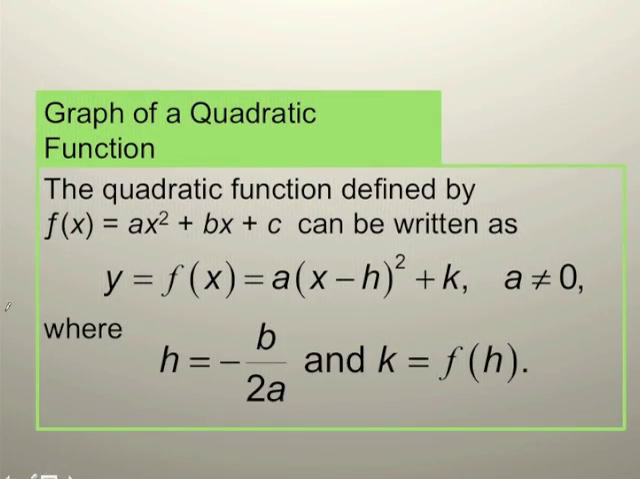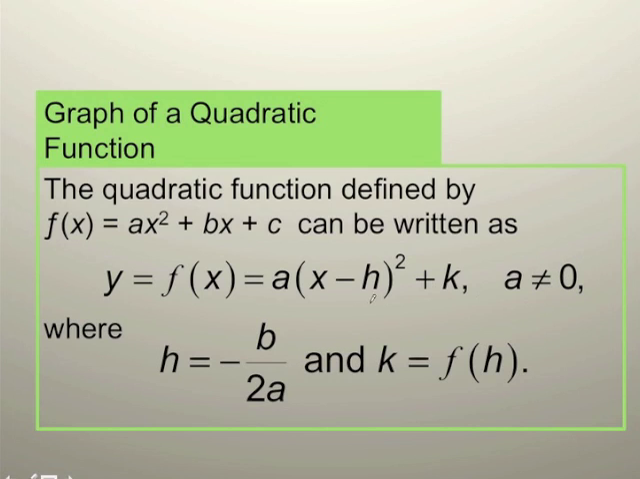The graph of a quadratic function. A quadratic function defined by f of x equals ax squared plus bx plus c can be written as y equals a times the quantity x minus h, squared, plus k, where a does not equal 0. We can find that by completing the square.